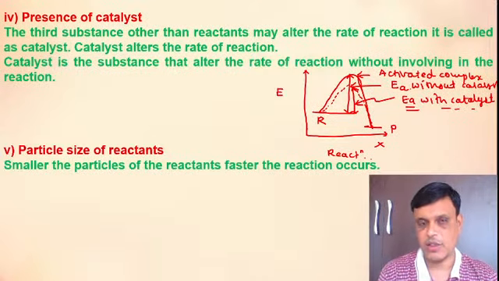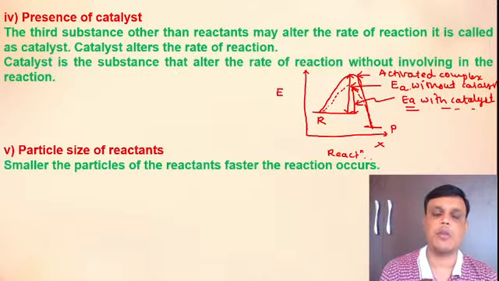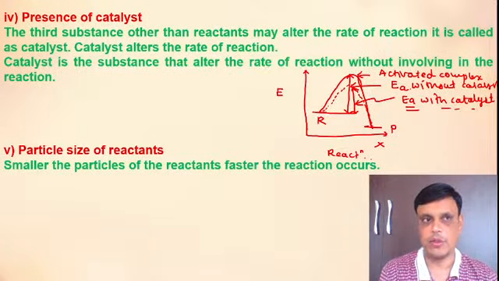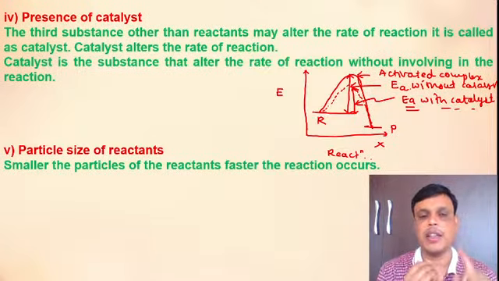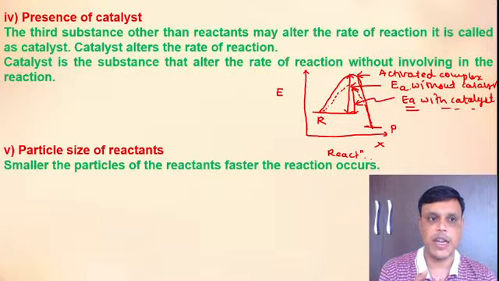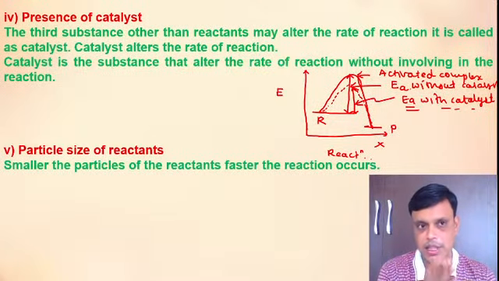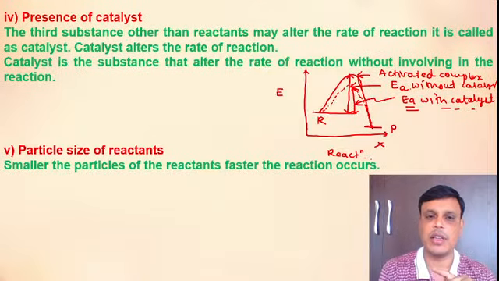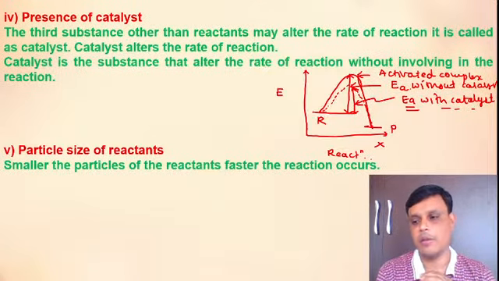So these five important factors alter the rate of reactions, or the rate of reaction depends upon these five points. Which five points have we seen? First the temperature, then the concentration of reactant, then the concentration of product, then presence of catalyst, and particle size of the reactants. This particle size of reactant is important in case when one of the reactants is present in solid state.